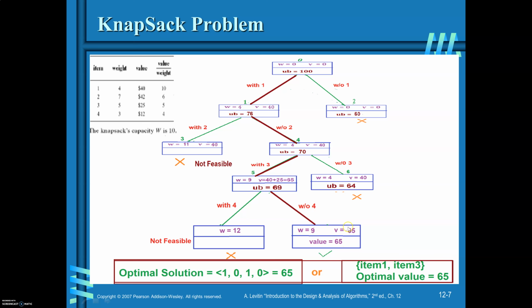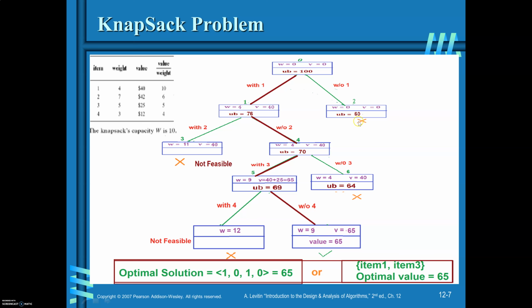Then the next option we'll see here. The next option is not considering the fourth item into the sack. So with that, weight is 9 itself and value is 65. So this itself is the optimal value. Why? Because we don't have any more items to consider. So with that, you can stop the iteration or stop constructing the state space tree.